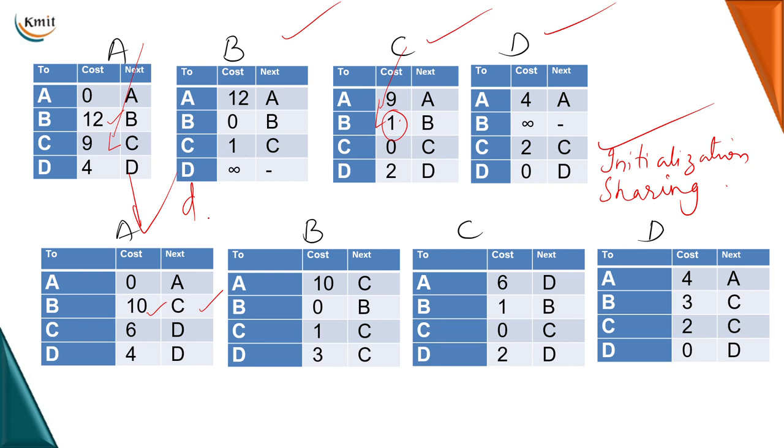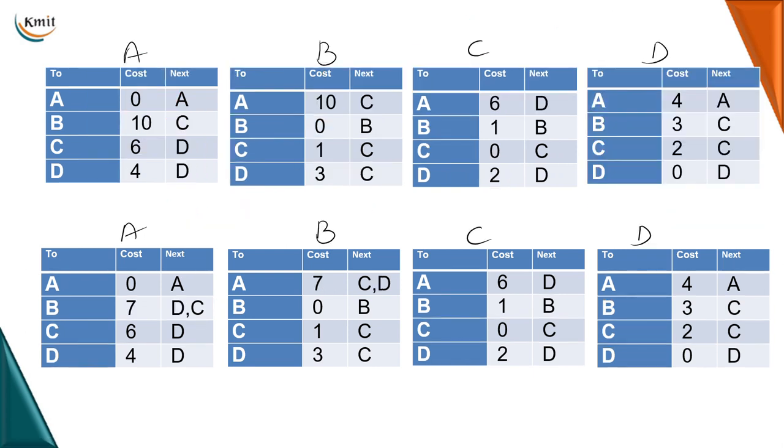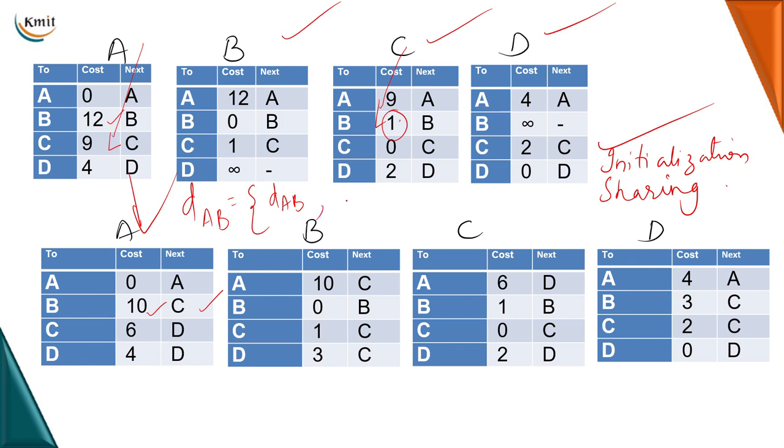So here I am using the Bellman-Ford algorithm. I can reach from A to B either directly using the A to B distance, or I will make use of the distance from A to C plus the distance from C to B. Either I use the distance 12, or A to C is 9, and C to B is 1. Which is minimum? This is minimum. So I will update A's table with the cost 10 via C.